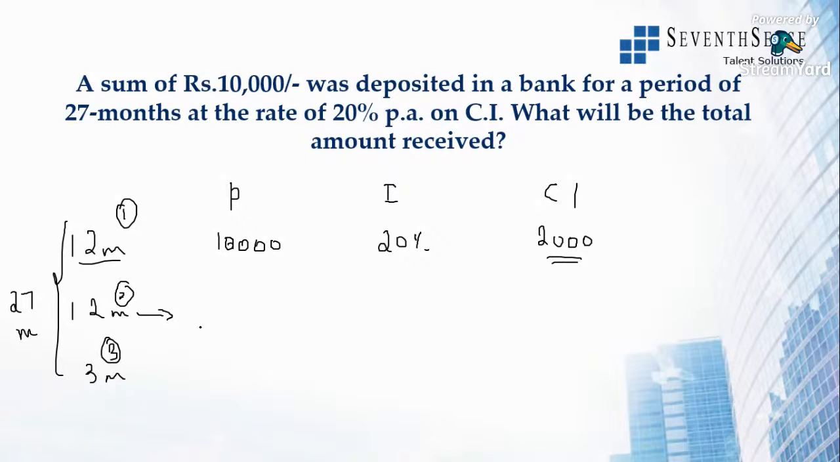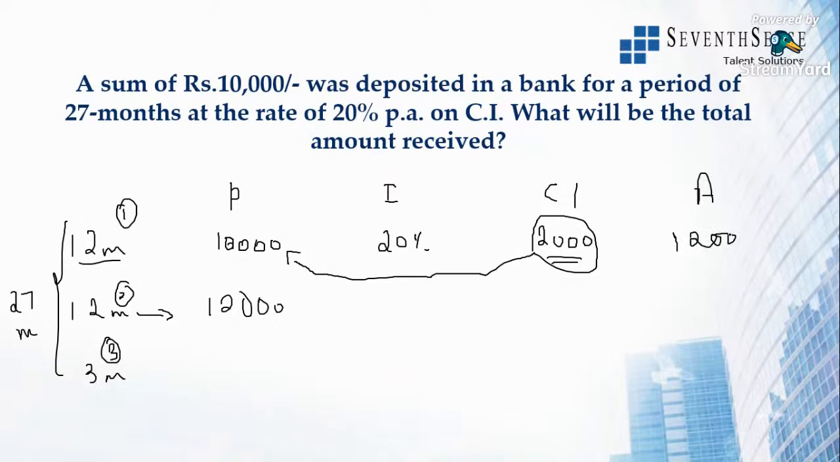For the second phase, what is the principal? Okay, Preetham has already told. Yes, correct. It is 12,000 rupees. Why? Because the interest that came in the first year will be added to the principal again, which is the total amount. The total amount at the end of the first year will be 12,000.